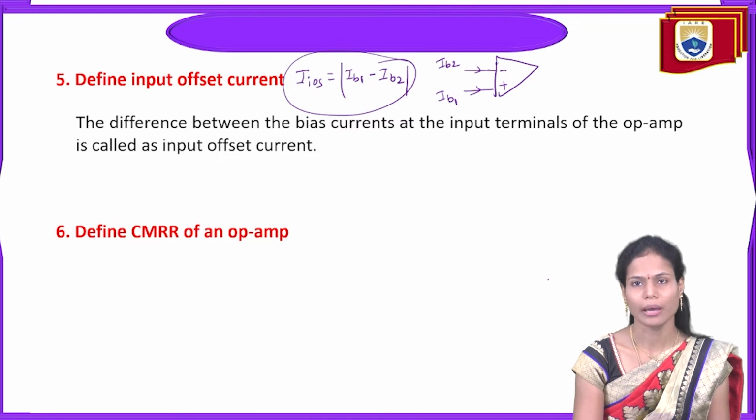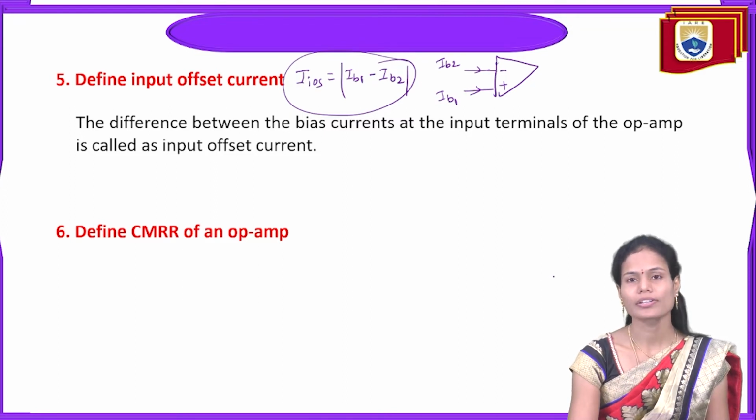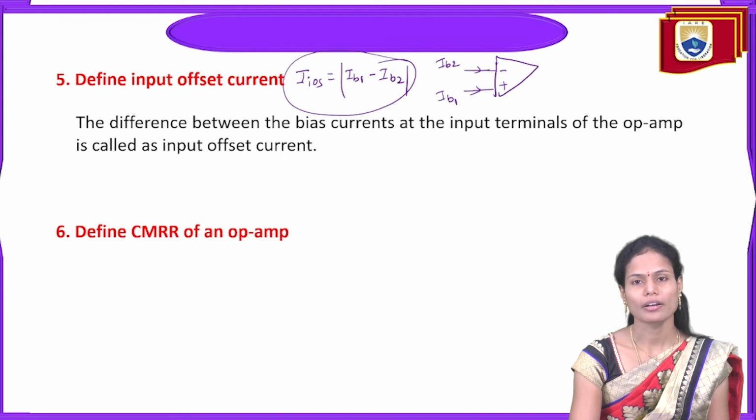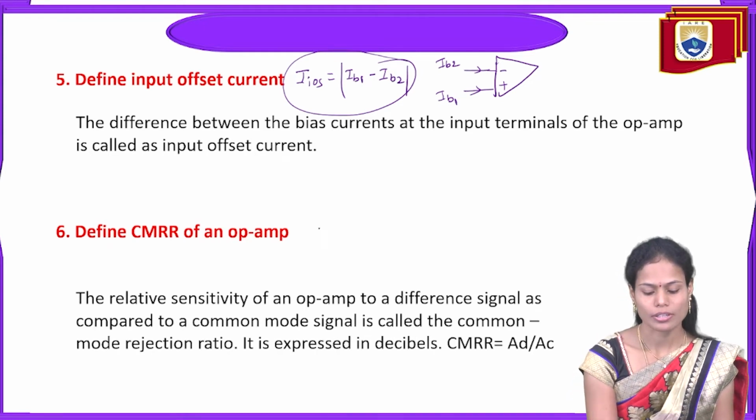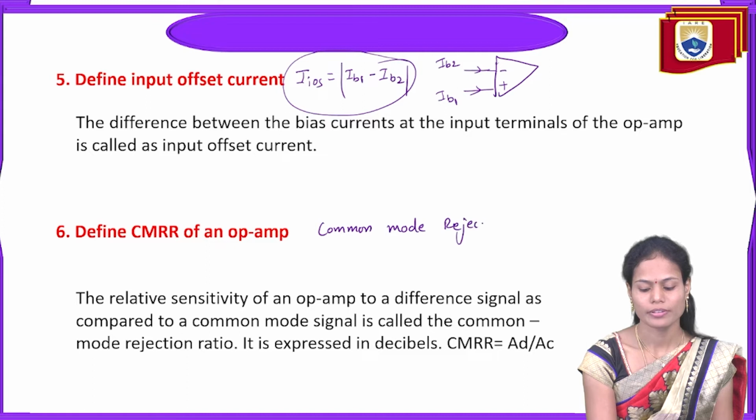And next, define CMRR of an operational amplifier. Here CMRR is nothing but the common mode rejection ratio.